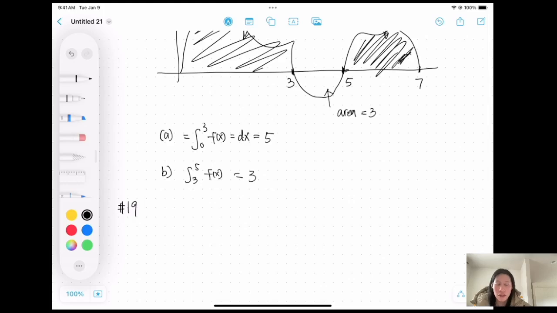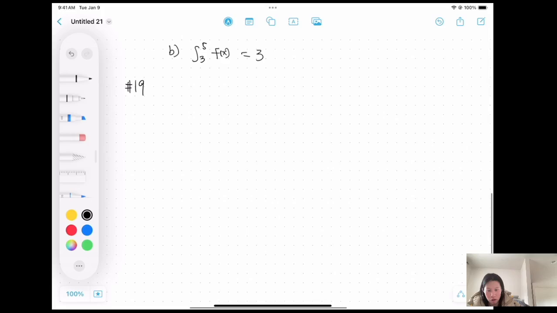And then the next one is number 27 and 28. Number 27 says the region bounded by y equals x cubed, x equals 1, and then x equals 5. So here you're trying to find the integral from x equals 1 to x equals 5 of x cubed dx. So that's the area, and finding the integral.